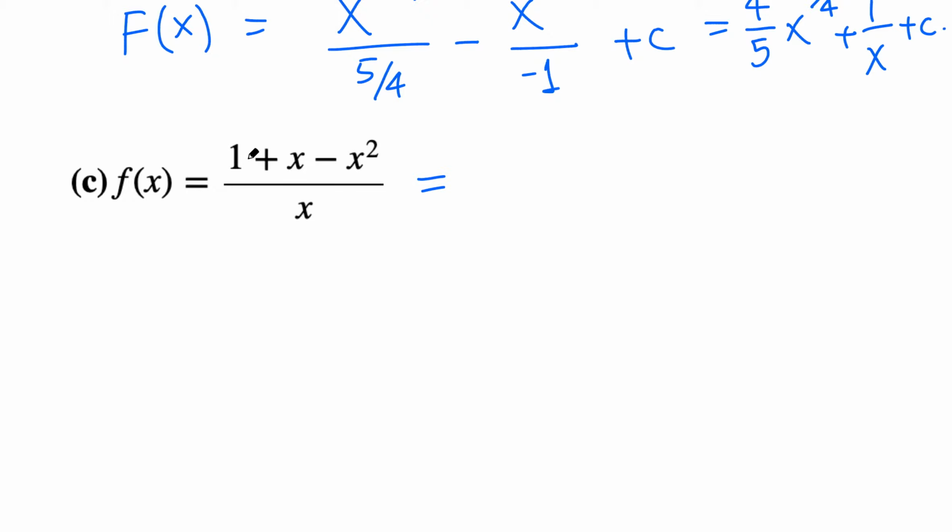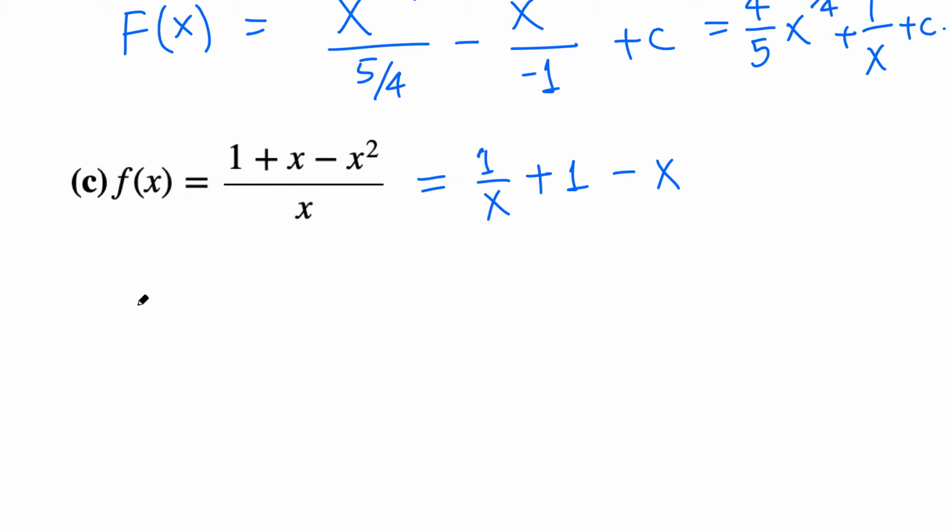This is the same as 1 over x plus x over x, which is 1, minus x squared over x, that is x. So we can rewrite it in this way. 1 over x is in fact the derivative of something. The derivative of natural log of x is 1 over x. So we don't make this x raised to negative 1. So we rewrote this function.